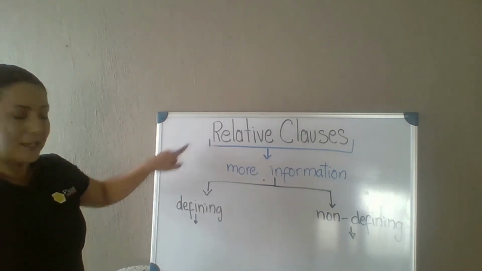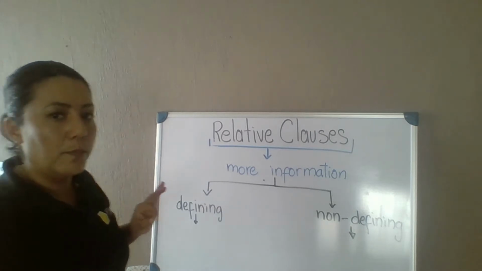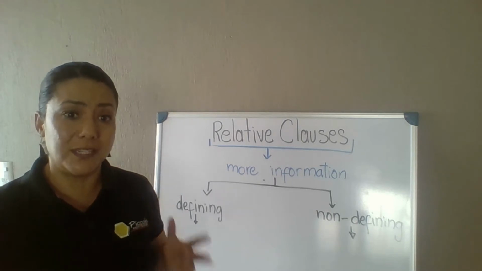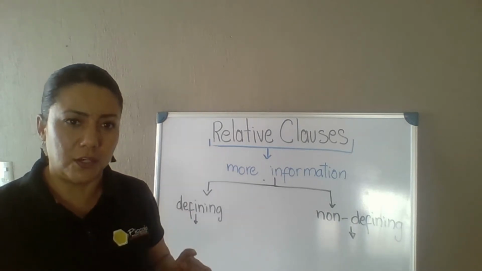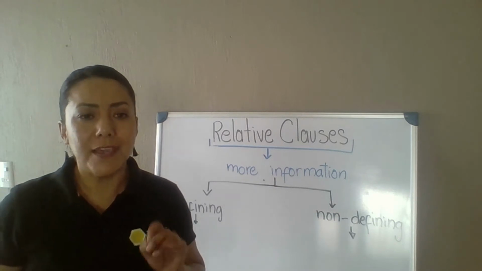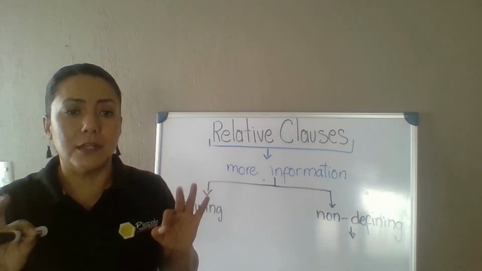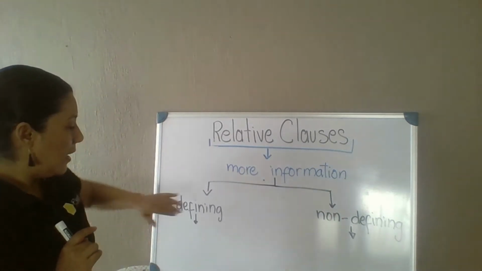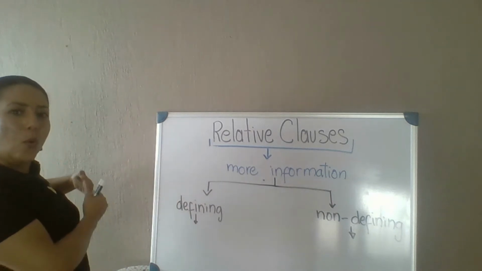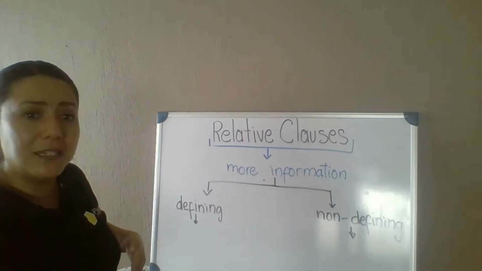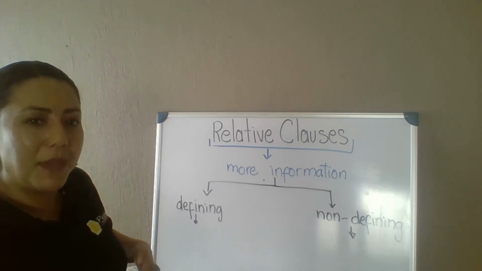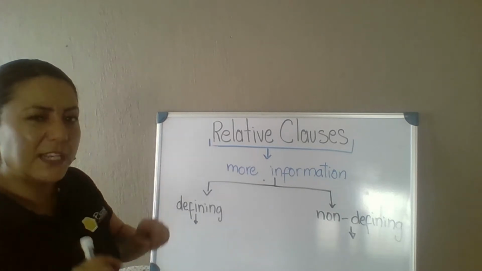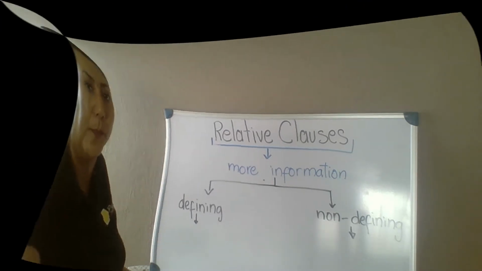Defining relative clauses are very important because they give us essential information for the sentence. Essential information. And remember, when something is essential, that means it is super important. So important that if you take this away from the sentence, it is not clear. It will not make sense. It will be like incomplete. We're gonna see some examples in a minute.